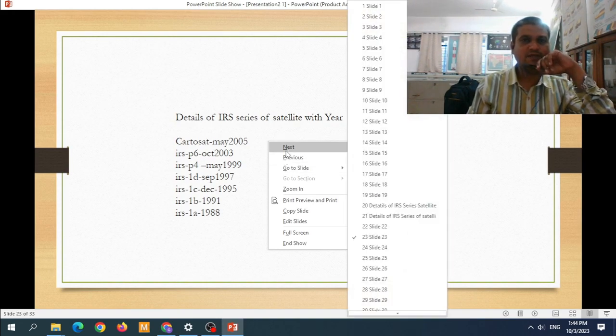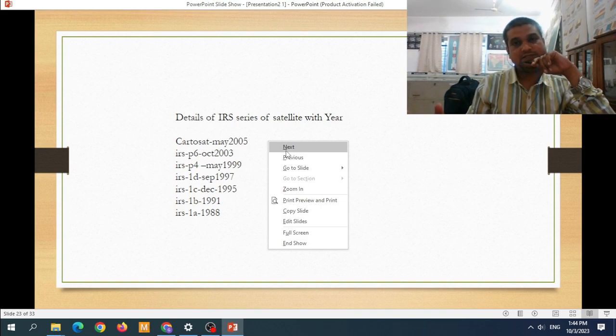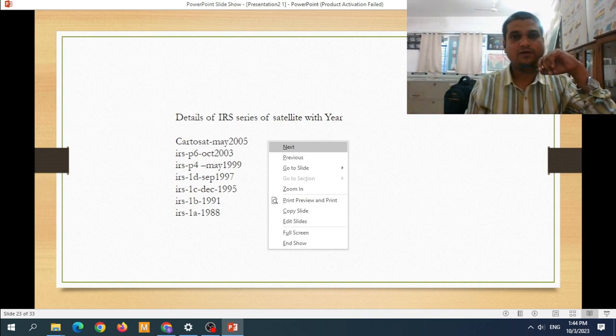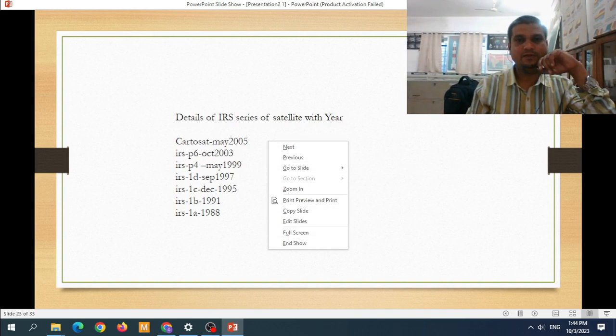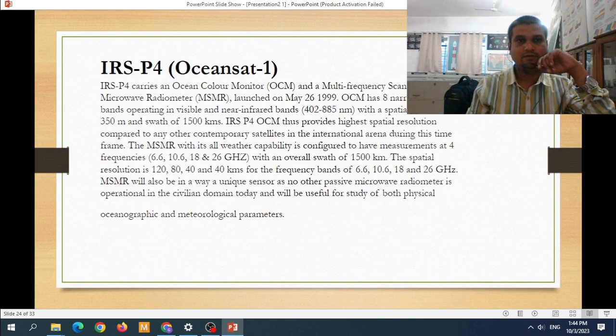IRS-P6, P4, 1D, 1C, 1B, 1A, and in that, the sensor and swath, or swath and resolution, of that particular satellite. Okay, IRS-P4. We have seen 1A, 1B, 1C, and there is the IRS-P4, that is Oceansat. Remember, Oceansat means the study of ocean, or oceanology.